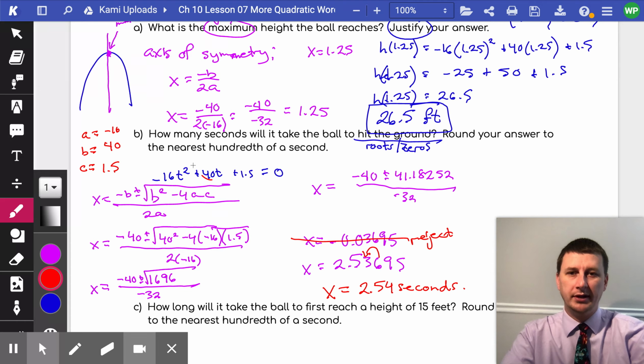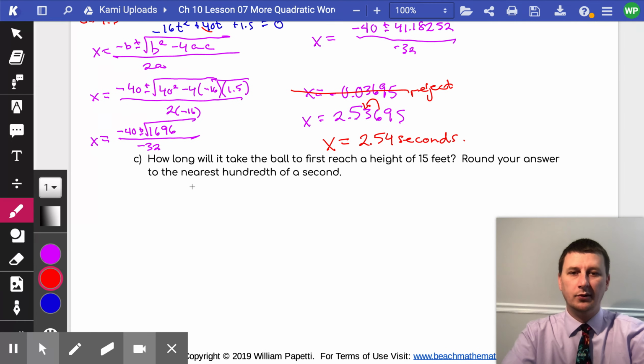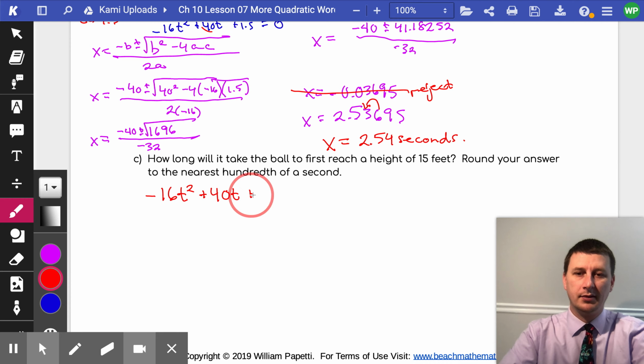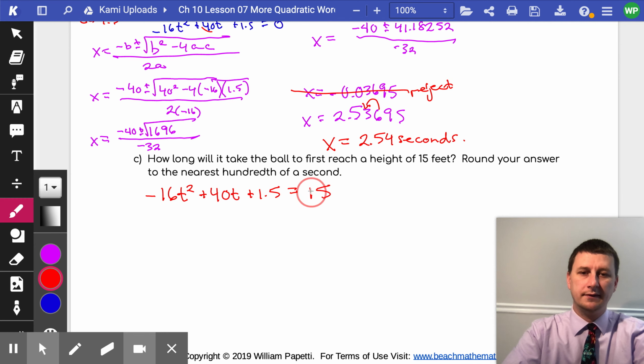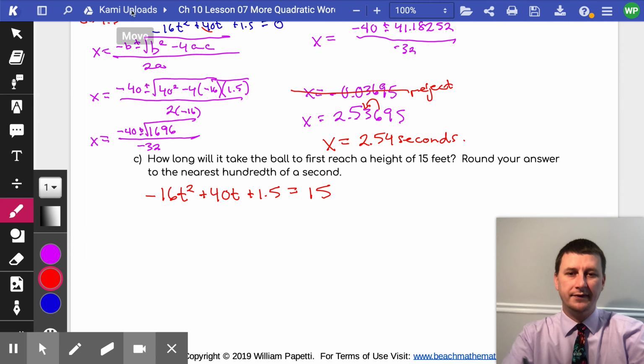Okay, I believe we have one more part to this question, and that one part is how long will it take the ball to first reach a height of 15 feet? Round your answer to the nearest hundredth of a second. So this question is saying, based on this equation right here, negative 16t squared plus 40t plus 1.5, when will it be equal to 15, right? It wants to know when it's first going to be equal to 15 feet. So we set it equal to 15.